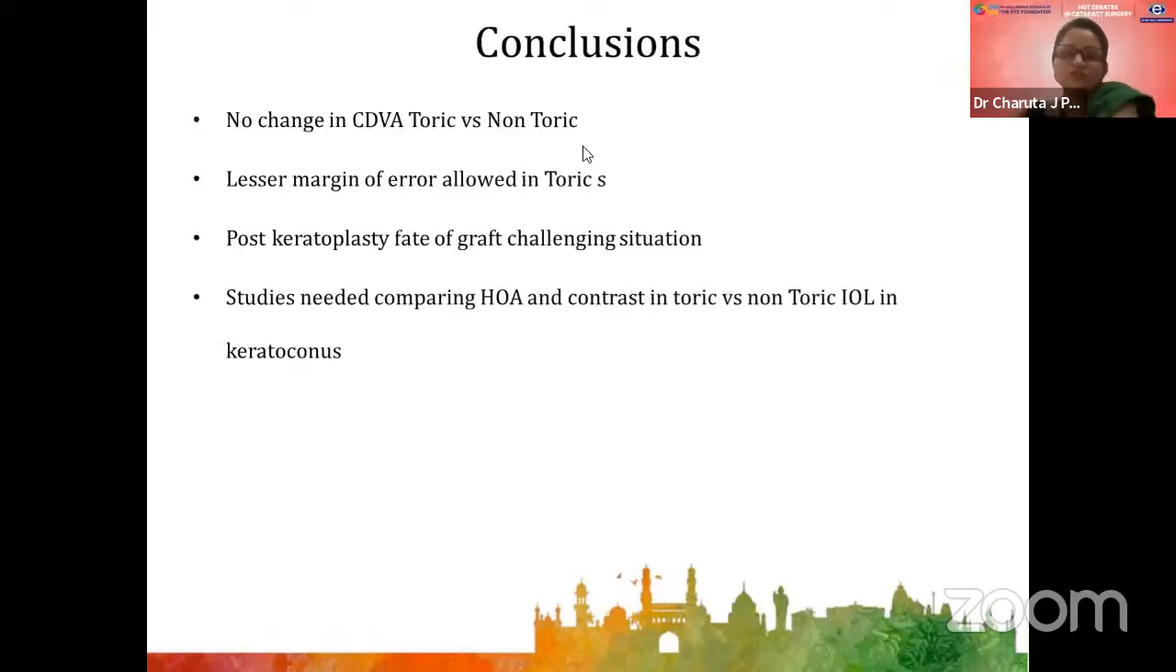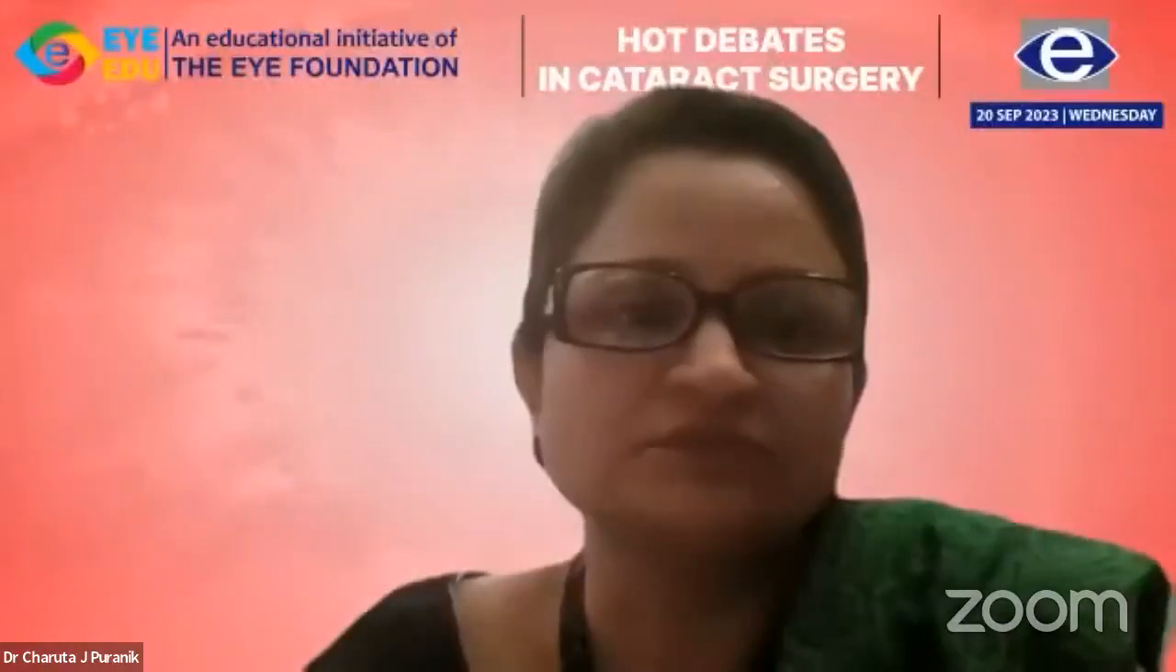So to conclude, there is no change in the corrected distance visual acuity between toric and non-toric. There is a lesser margin of error allowed in toric IOLs for keratoplasty. Post-keratoplasty, the fate of the graft is a challenging situation, and further studies are required for real-world scenarios as to how the patients feel after a toric versus after a monofocal lens.